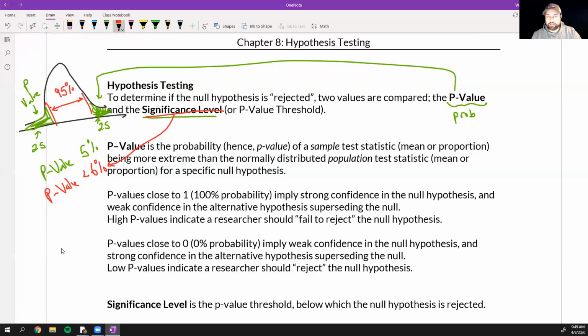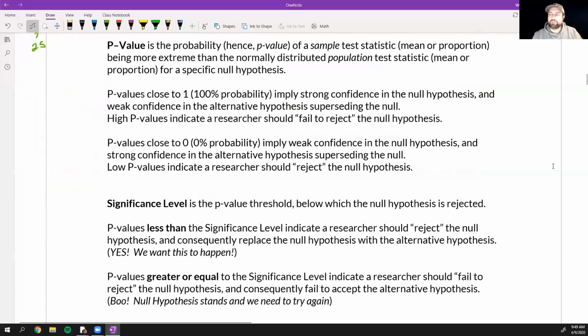You're going to hear that like 1,000 times, okay? Because we're going to go over this again and again and again. But I'm just trying to give you a little taste of what you're going to see in just a little bit. So p-values, you know this. If the p-value, if that area under the tails, is close to 1, then we have strong confidence in the null hypothesis and weak confidence in the alternative hypothesis. So that means high p-values indicate a researcher should fail to reject the null.